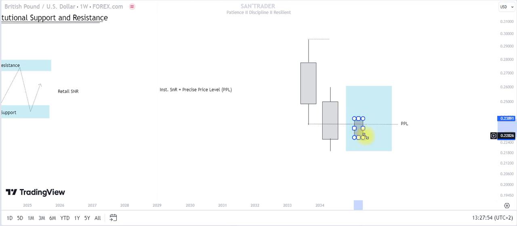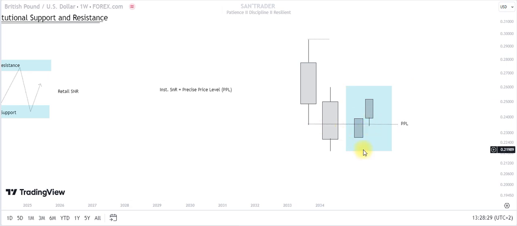When this closes above the PPL, I'm expecting this price to now act as support. So price will open there, go down to this level, and then it should go up. Remember, these small candles are H4 candles, while these big ones are your weekly candles. So this is how we use PPL, right?